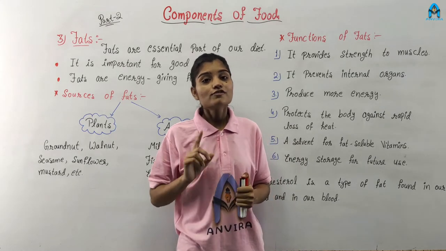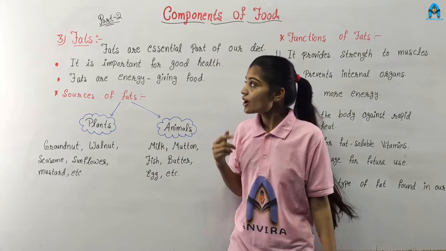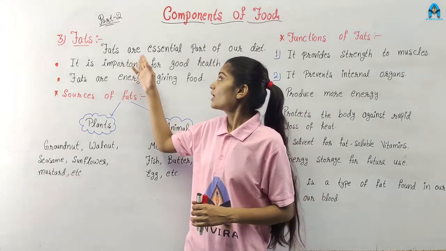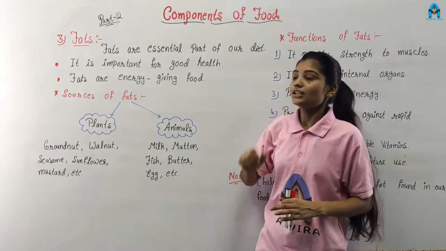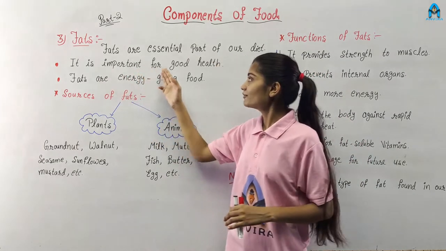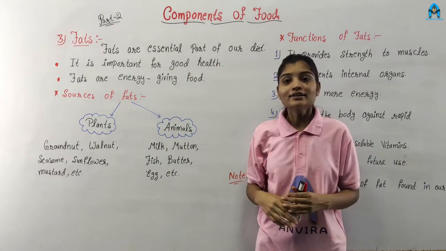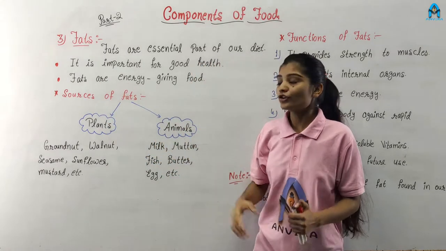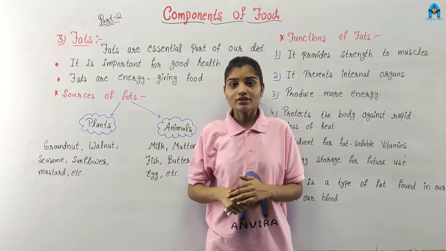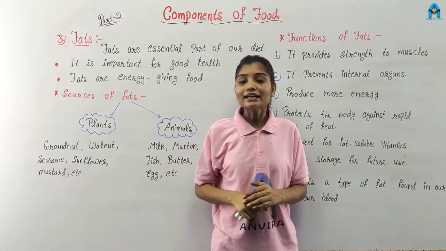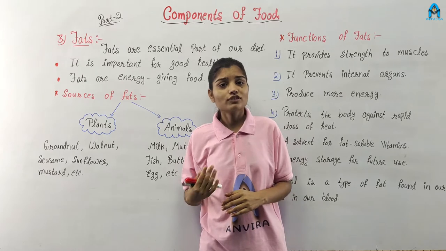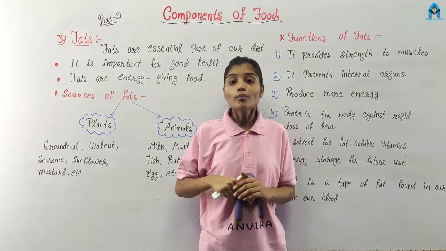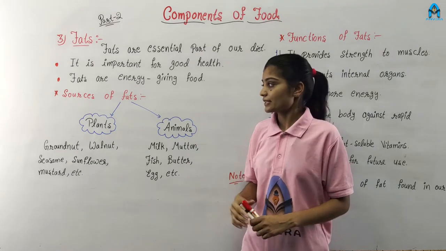Now we come to our first component of food, which is fat. Like all nutrients of food, fats are also an essential part of our diet. It is important for good health and development of our body. Fats are energy giving food. As we discussed in our carbohydrate topic, carbohydrates are energy giving foods. But in comparison to carbohydrate, we receive more energy from fats.